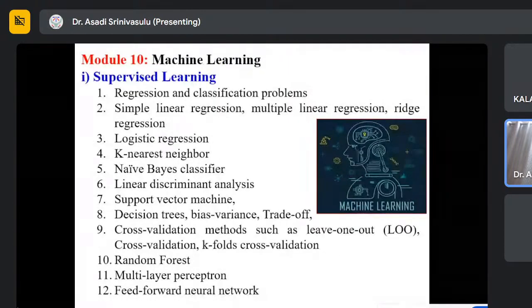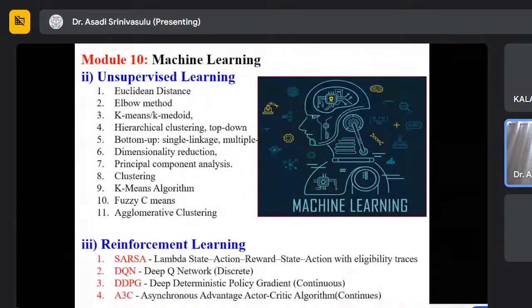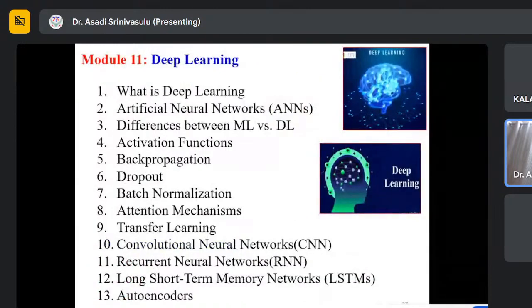Then machine learning, there are 3 approaches like supervised learning. We have n number of techniques, I have explained already. Unsupervised learning, we have various techniques like agglomerative, fuzzy c-means, k-means, etc. In reinforcement learning, I have explained, based on punishment and reward, we are solving the problems by using SARSA, DQN, DDPG, A3C. These are the gaming algorithms. In order to develop your own game, you can use them.